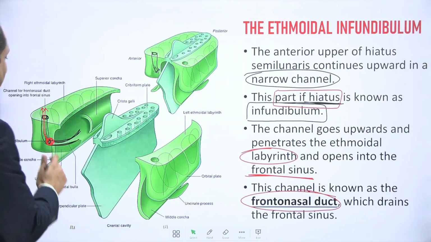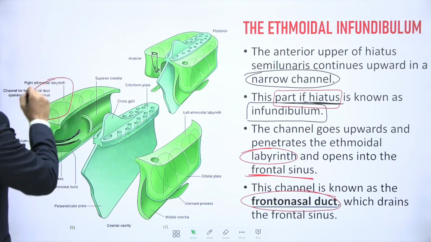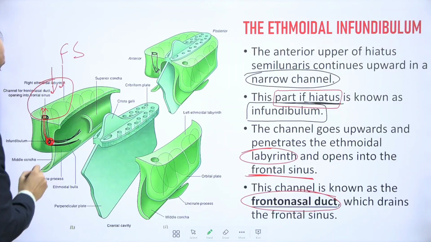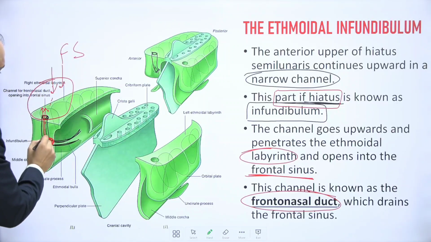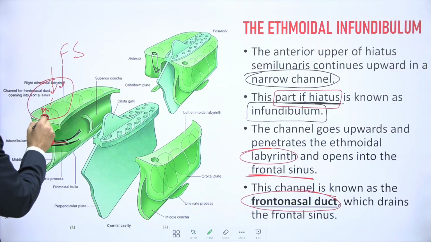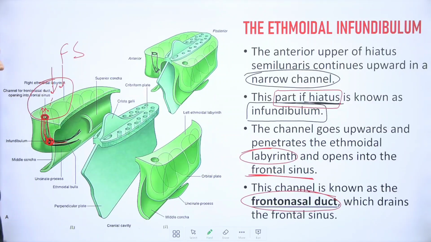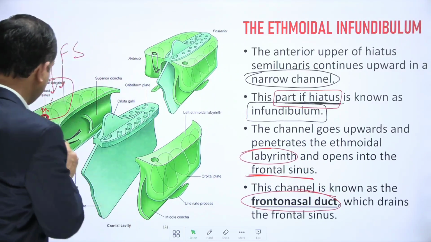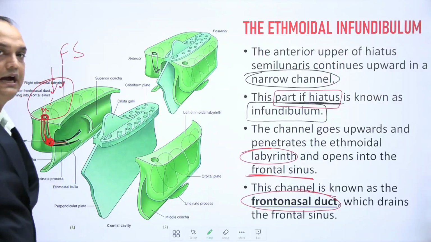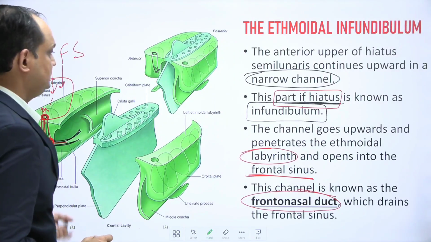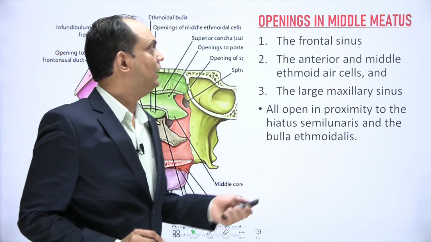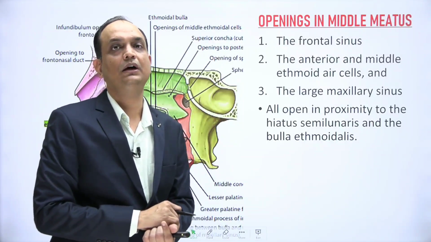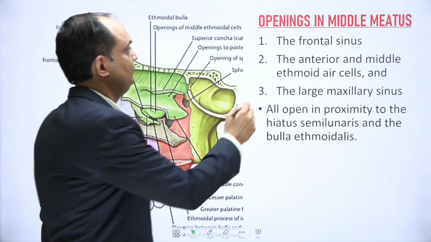So here you have to understand that what will come here is your frontal sinus. So this is your frontal sinus. Now the frontal sinus drains into the middle meatus with the help of this channel, and this channel is known as frontonasal duct, and the point from which this duct starts in the hiatus semilunaris is known as infundibulum. Now, what are the ultimate openings you have seen into the middle meatus? You will find the frontal sinus.